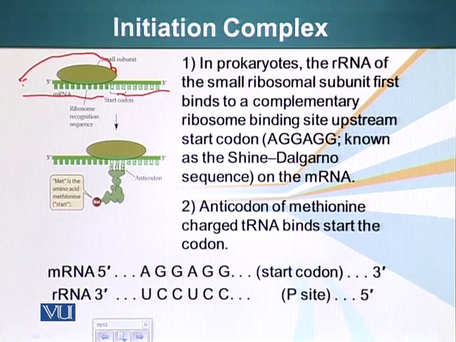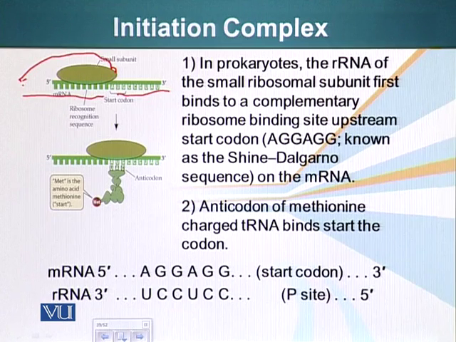These are specific sequences on all messenger RNAs that basically have the information that allows the small subunit to bind it and initiate the process. In the case of prokaryotes, that sequence has a name: it is called the Shine-Dalgarno sequence.